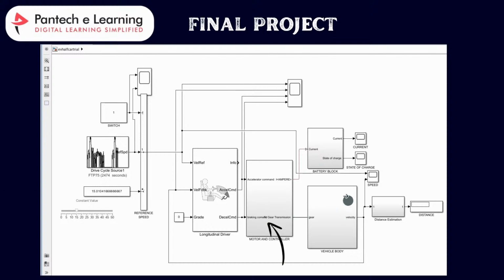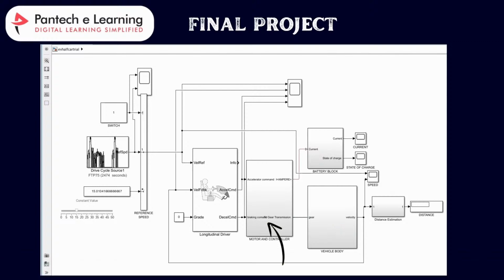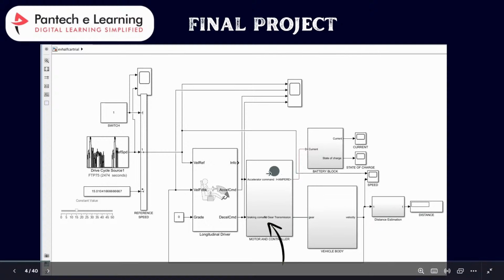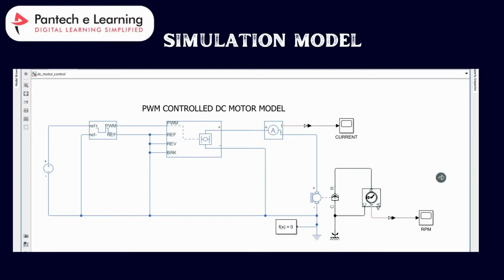Already we have learned how to model this vehicle body. Inside this vehicle body, we have tires and also the physical model of the vehicle body. This we already learned. Next we move on to the motor controller part. Inside this motor controller part, we have this DC motor PWM control method, and this is the simulation model.